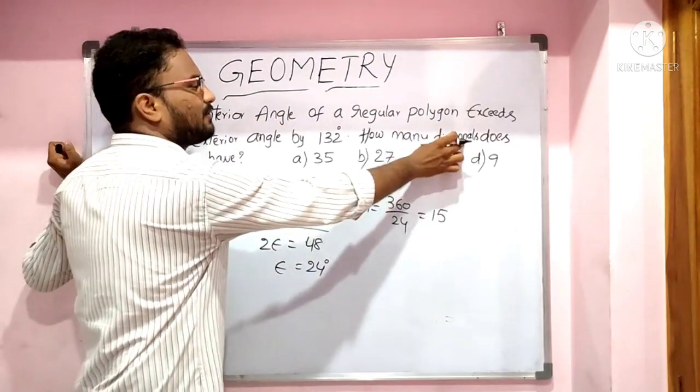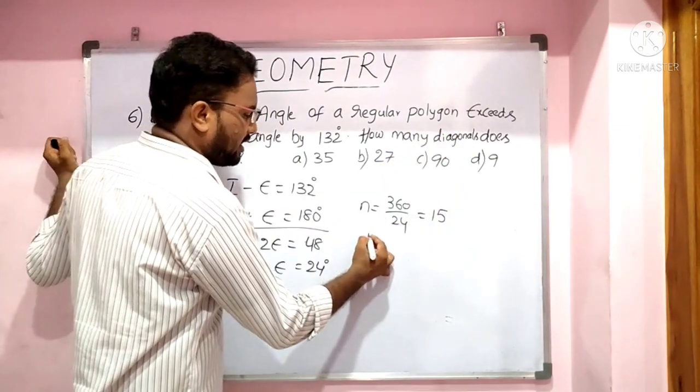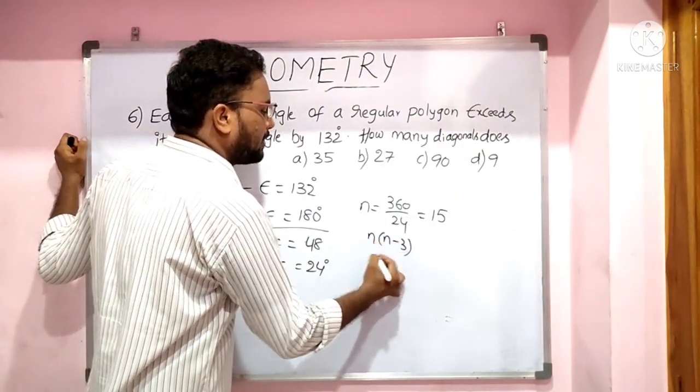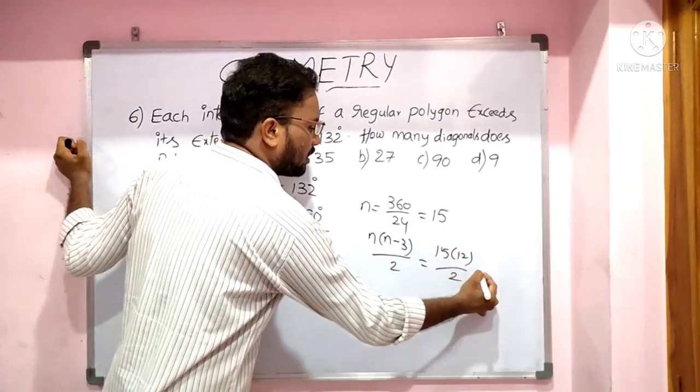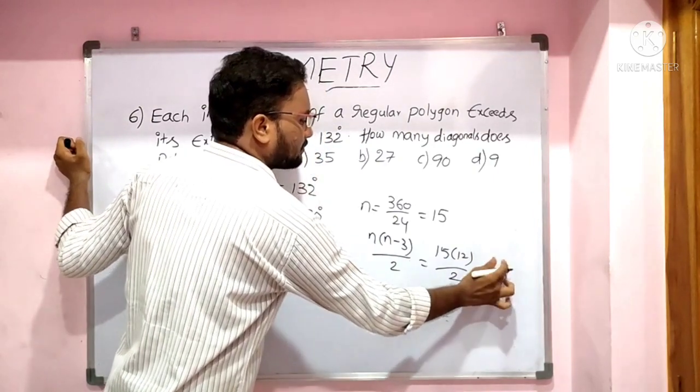But we need to find the number of diagonals. The number of diagonals will be n into n minus 3 by 2. So 15 into 12 by 2. Answer: 90.